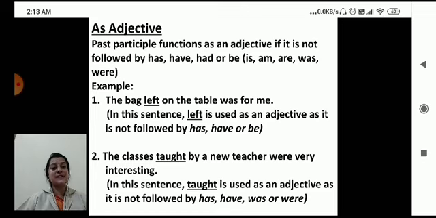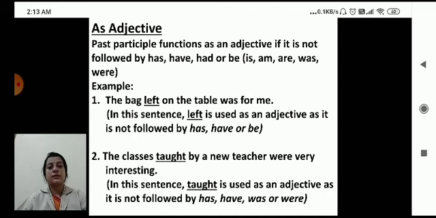You can see the second example: the classes taught by a new teacher were very interesting. Here you can see that in this sentence, taught is used as an adjective as it is not followed by has, have, was or were. There is no has, have or had, or is, am, are, was, were, whatever it is. There is no form of be before taught. So it will be used as an adjective, right?